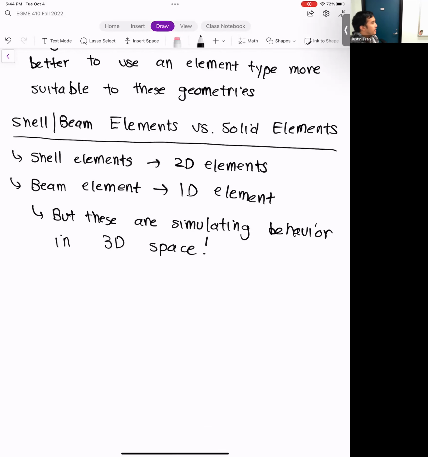And so that means that when you compute the deformations on a shell element and a beam element, you're computing all 3 components of the deformation. So it's going to be X, Y, and Z deformation.